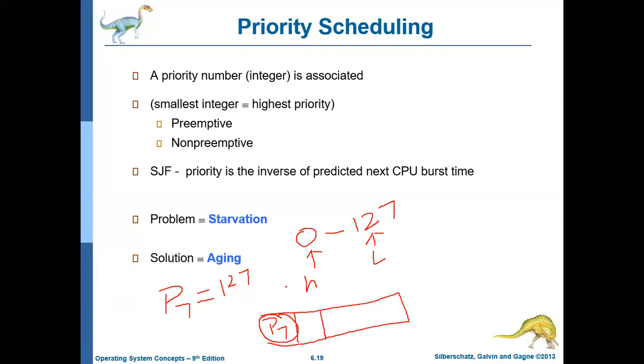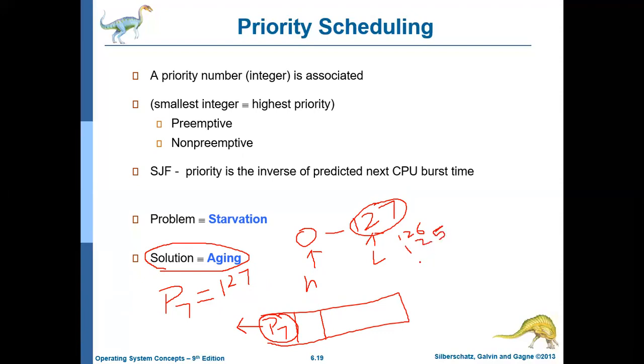How can starvation be resolved? It can be resolved by a technique called aging. That is, as the time a process stays in the ready queue increases, its priority will also increase. Say for example, if a process stays in the ready queue for 1 hour, then its priority will improve by one, so the number reduces by one. So after 1 hour, its priority will become 126. After 2 hours, its priority will become 125. Like that, it goes on.